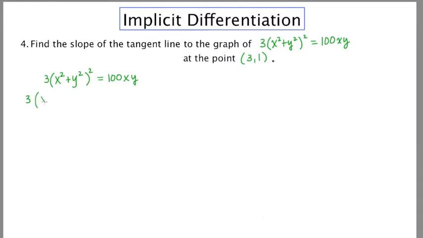So I have the 3. I've got x to the 4th plus 2x squared y squared plus y to the 4th. And that equals 100xy. Just another restatement of the original problem. Now I'll distribute: 3x to the 4th plus 6x squared y squared plus 3y to the 4th equals 100xy.